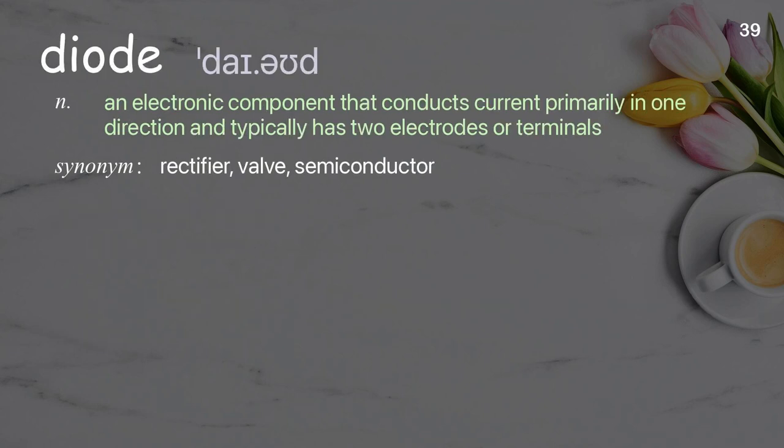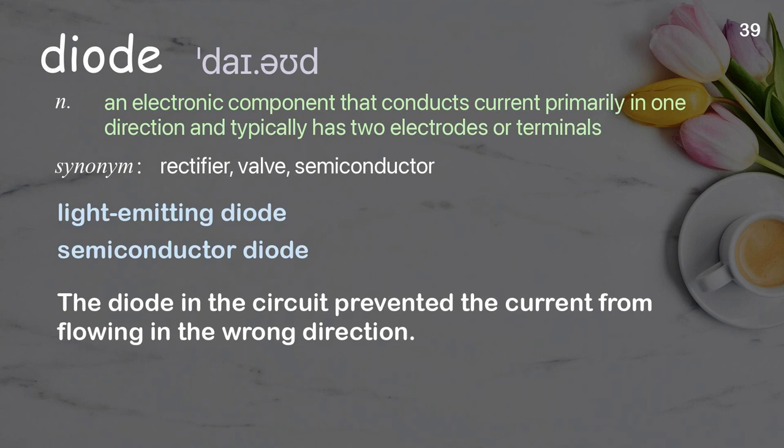Diode: an electronic component that conducts current primarily in one direction and typically has two electrodes or terminals. Examples: light-emitting diode, semiconductor diode. The diode in the circuit prevented the current from flowing in the wrong direction.